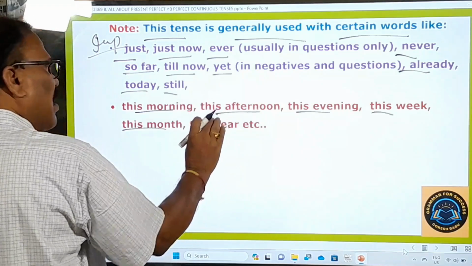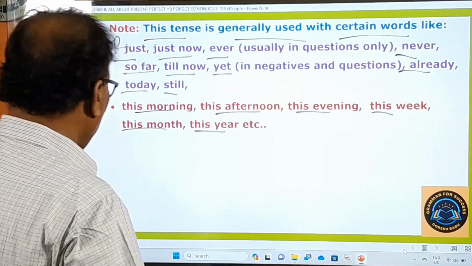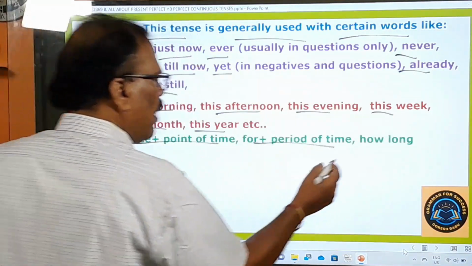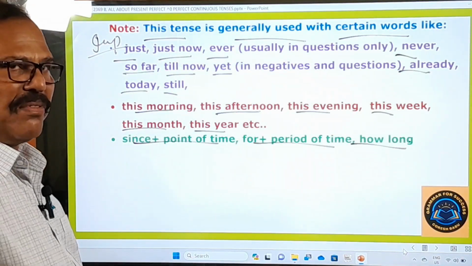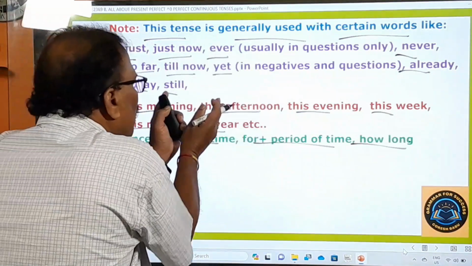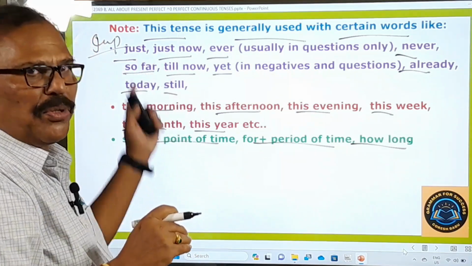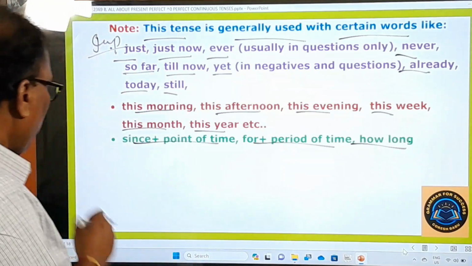And with these words also, we use only the present perfect tense and nothing else. And next comes another one: since plus point of time, for plus period of time, and how long. So these are the three important phrases. With them also, we use only present perfect tense. So keep all these things in your mind, and whenever you come across them, you think you have to use in that sentence only the present perfect tense and nothing else, right?